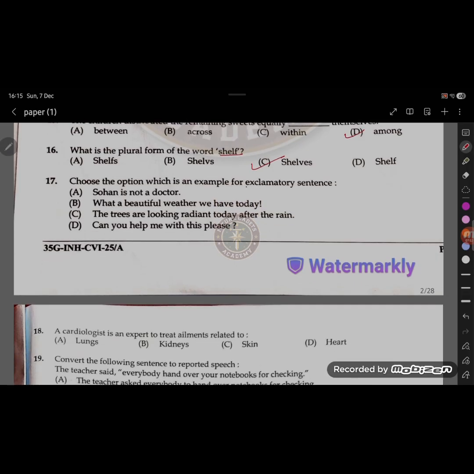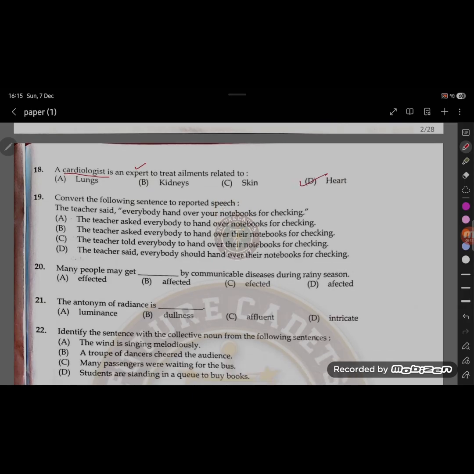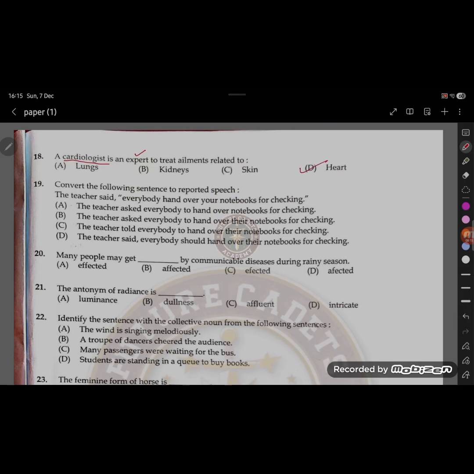We need to choose exclamatory sentence. Now, it is evident the sentence itself is telling you that I am the exclamatory sentence because it has an exclamatory mark. Then comes a cardiologist. A cardiologist is an expert of heart. A heart specialist is called a cardiologist. Now to question number 19. Change in reported speech. The teacher said, everybody hand over your notebooks for checking. So the teacher asked everybody to hand over their notebooks for checking. And this statement is in B.